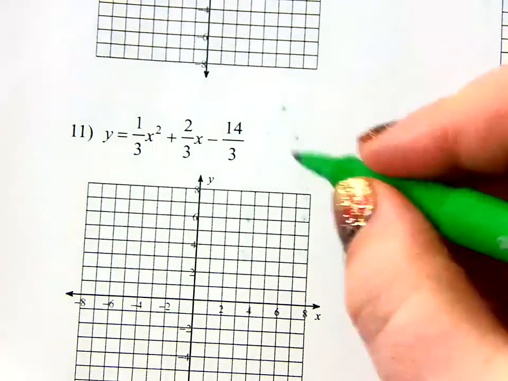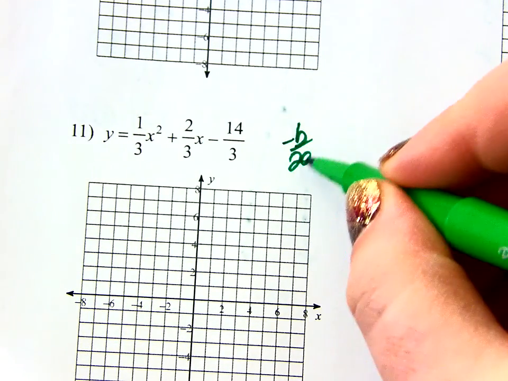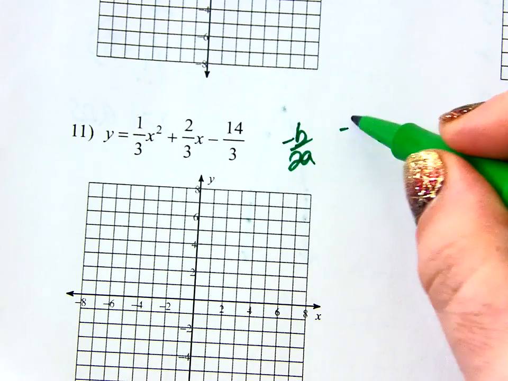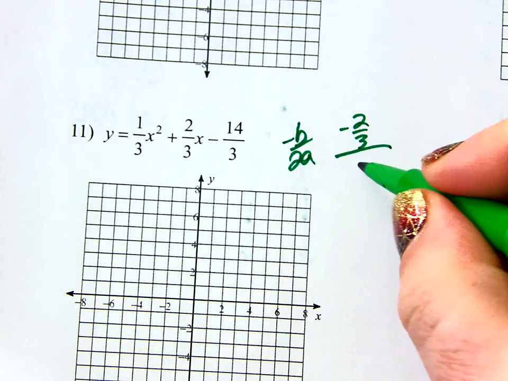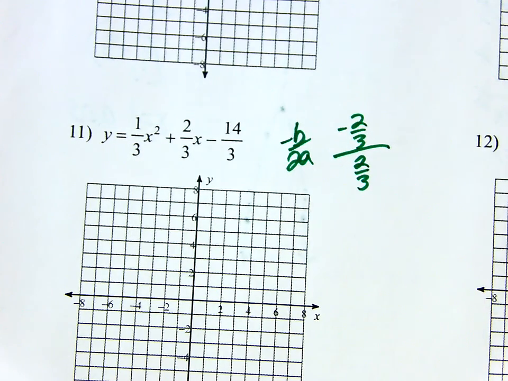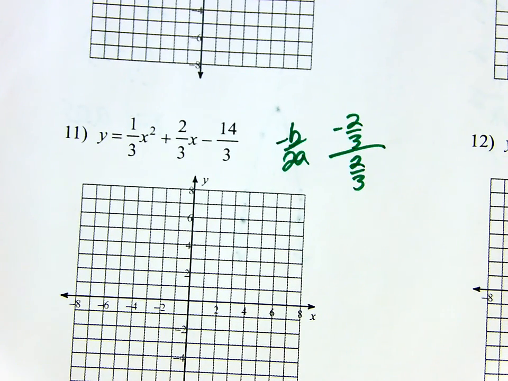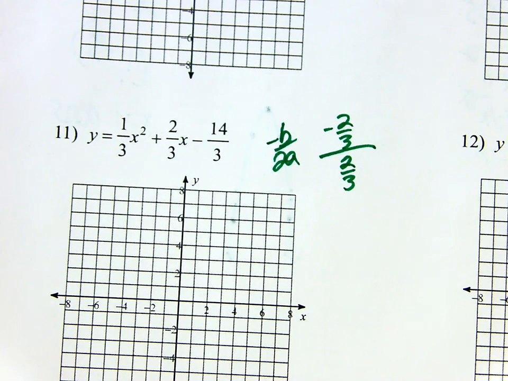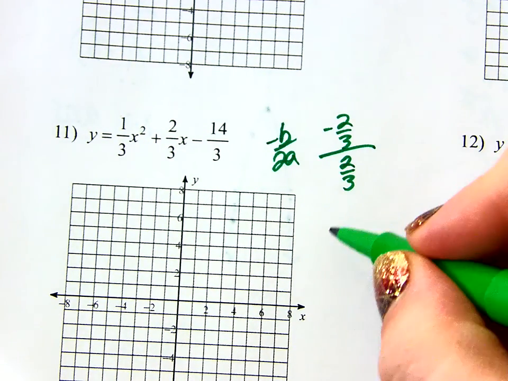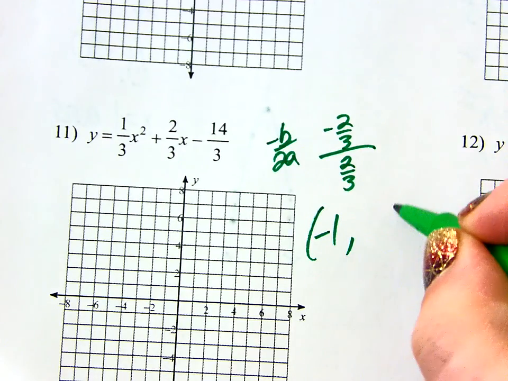Let's try -b over 2a. Oh, yeah, I was asking you how to do a fraction divided by a fraction. Because I'm going to have -2/3 divided by 2 times a would be 2. Oh. That's not even an exciting fraction. What's -2/3 divided by 2/3? Just -1. If they were different fractions, though, what would you normally do? Keep change flip. That's it. So I just get -1 comma something.